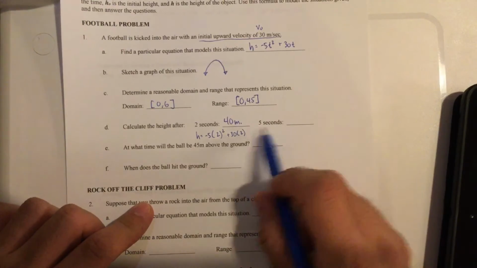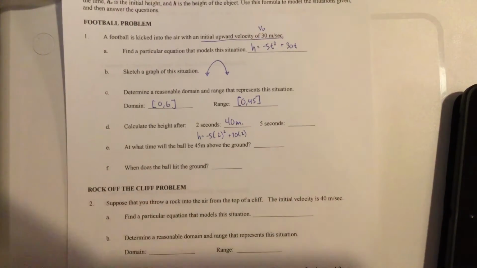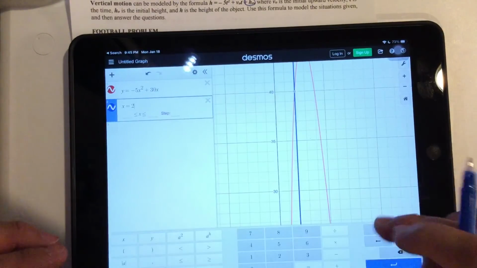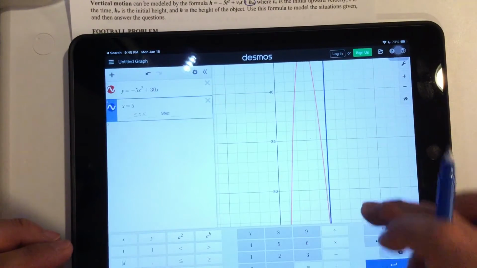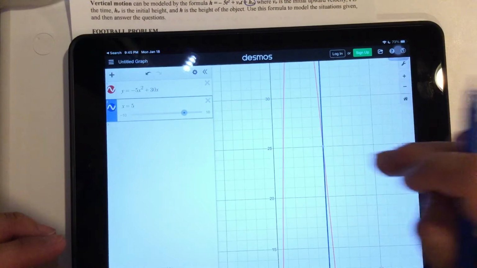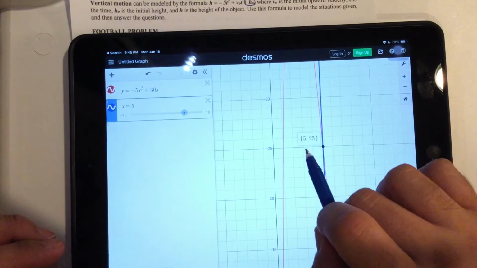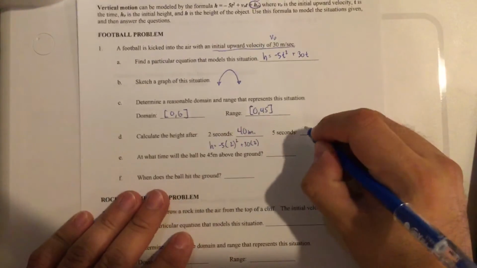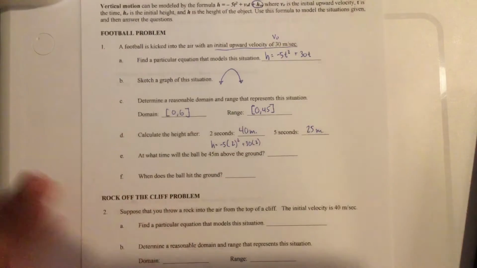The same thing I can do for 5, I could plug it in for t as well, but I'm already here, so I'm just going to go ahead and type in x is equal to 5. So let's change this number to 5 now. And we can see that it intersects right here. Just click on that dot, and we can see that 5 comma 25. So the vertical height is 25 meters. So you see it's pretty easy.